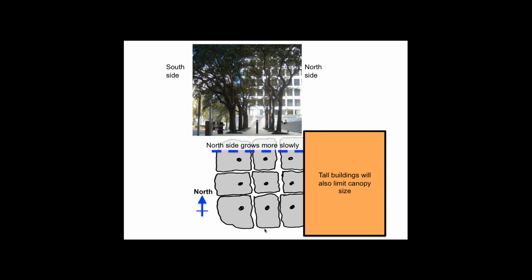So when we add buildings, they will also reduce the sunlight. If you have a bosque which is directional to north, the trees on the north side of the bosque will grow slower than the trees on the south side of the bosque. So each of these light differences make each of these sets of trees grow at different rates.